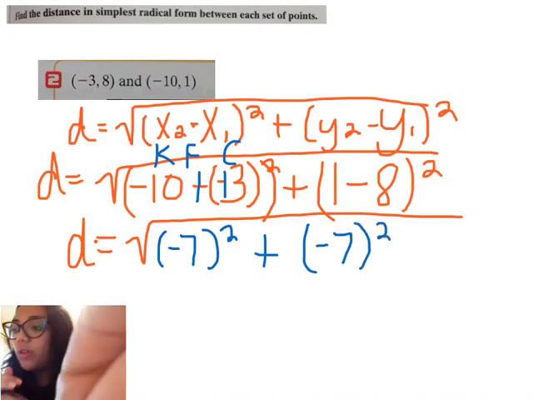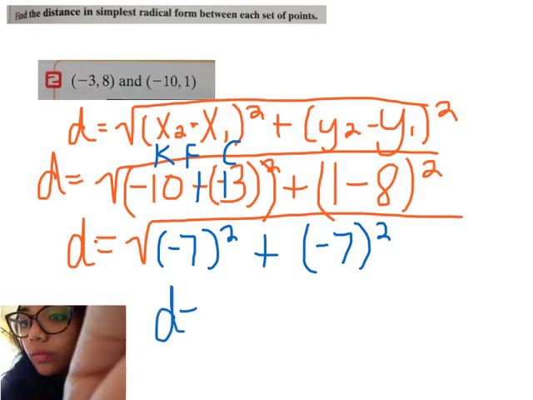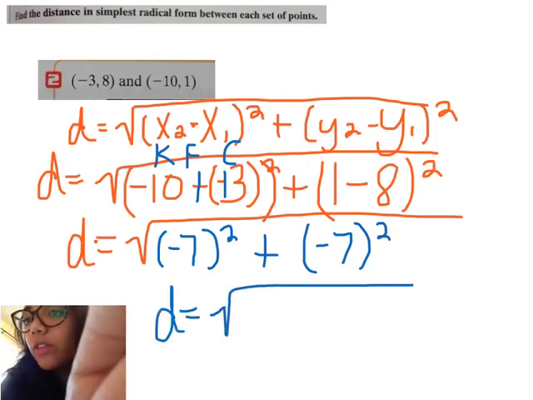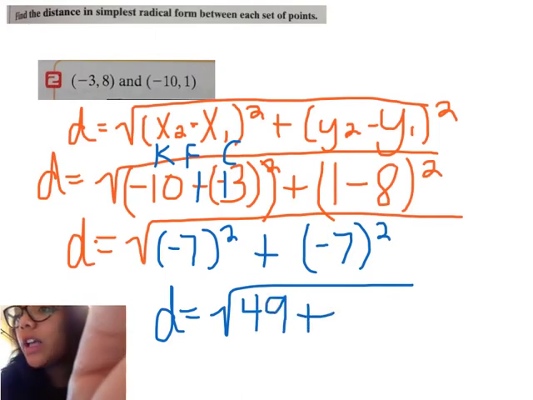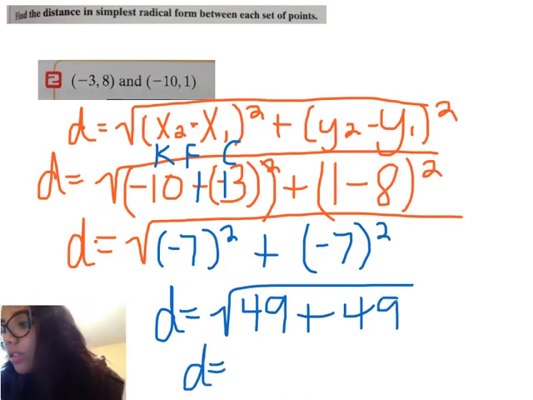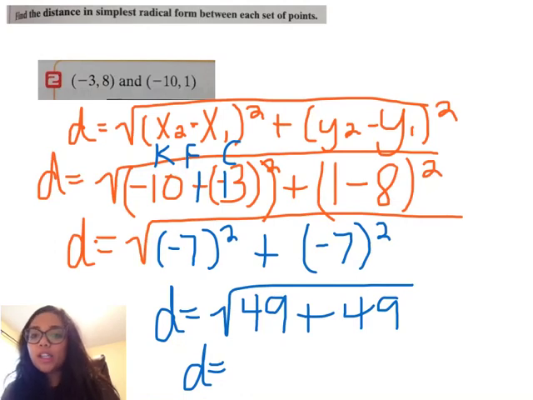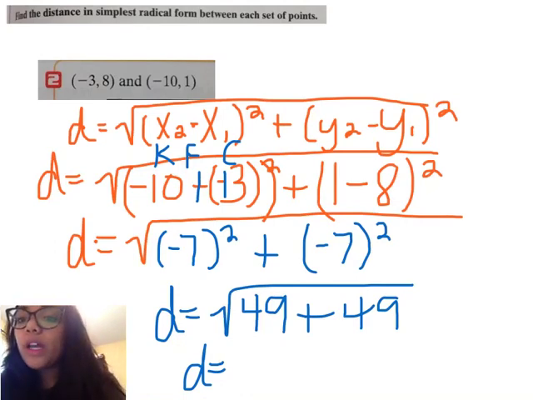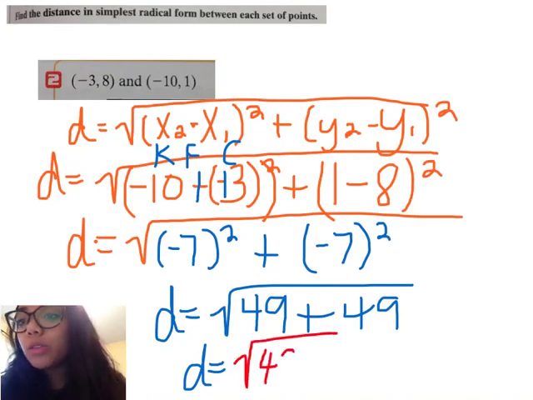So the distance equals negative 7 squared, which is negative 7 times negative 7, which is 49, plus negative 7 times negative 7, which is 49. So distance equals the square root of 49 plus 49. This might confuse some of you, but if you go on a different way, you're going to get the same answer as me. So the square root of 49 plus 49 is the same thing as saying 49 times 2.